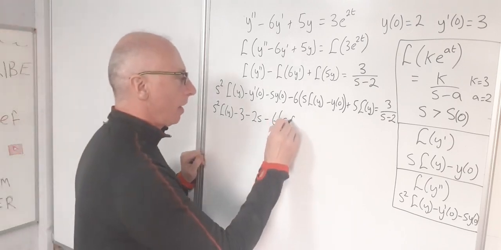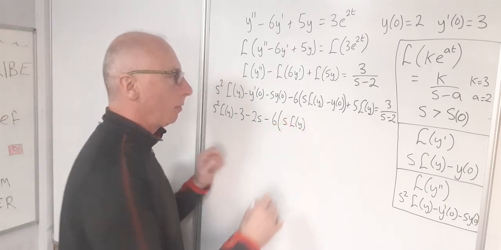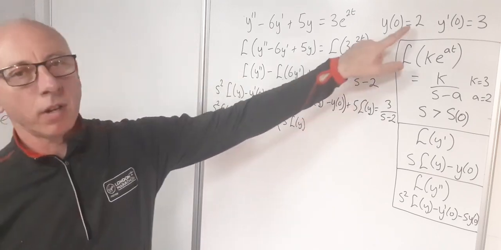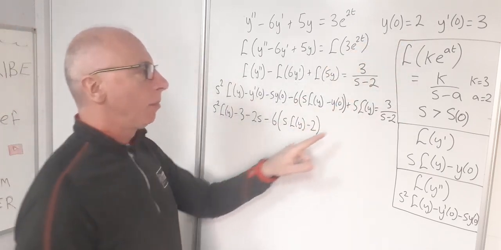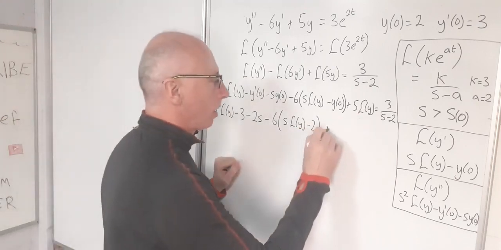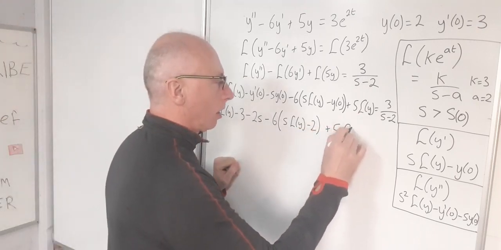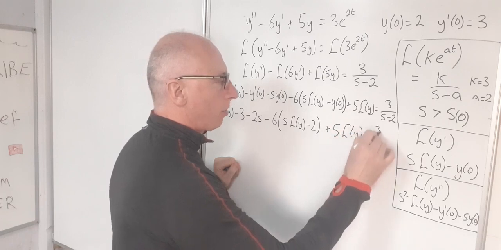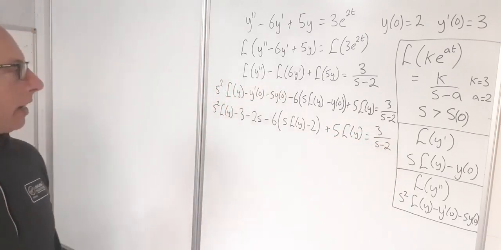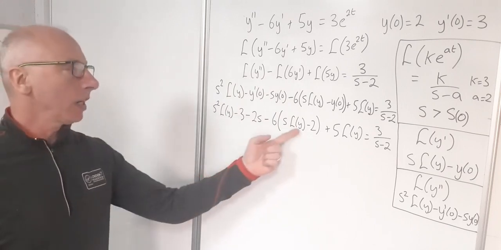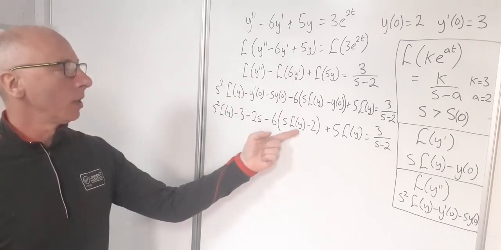So I'm just going to write that in there, because we need to go careful here with this minus sign. y at 0 is 2, so minus 2. And then plus 5 times Laplace of y, and that equals 3 over s minus 2. Okay, now our goal is to try and get this Laplace on its own.